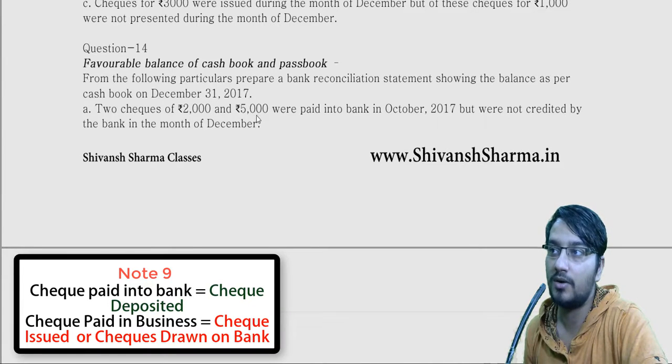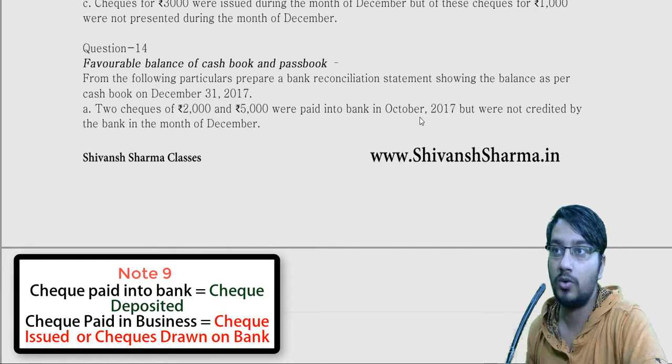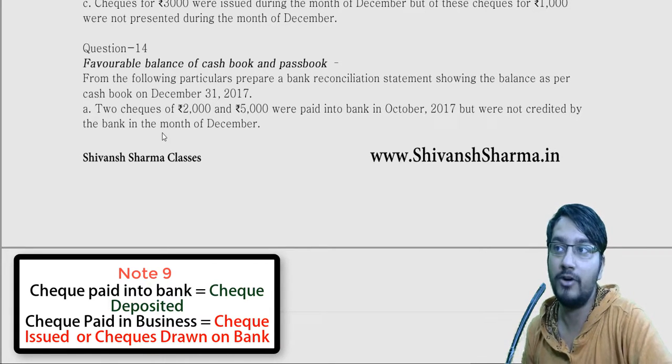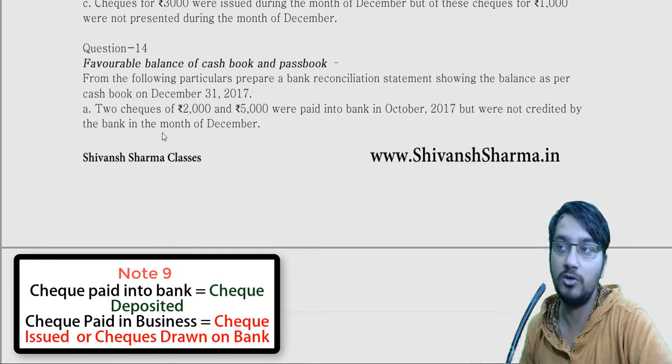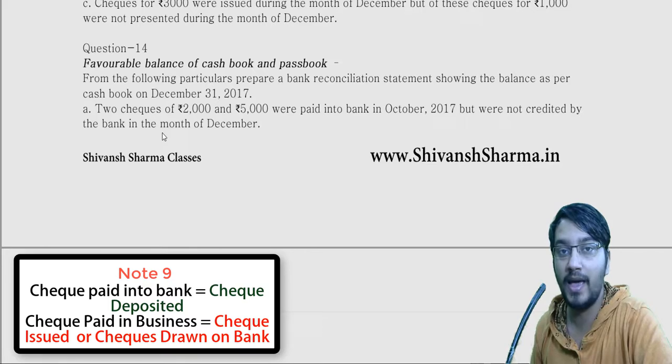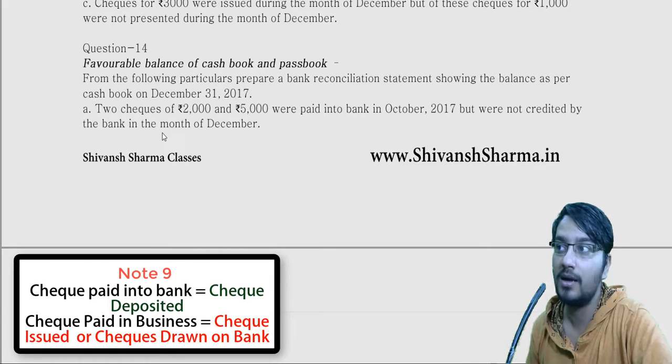Two checks of 2000 and 5000 were paid into bank in October. So it is December going on. In October, two checks were paid into bank but still not credited by the bank. So till December they were still not cleared. Now you may get confused again with the words paid into bank. You may assume this is a payment check, but no, this is a check that the bank has to pay into our account. That means the bank will take it to the other bank, receive the payment and then credit it in my bank account.